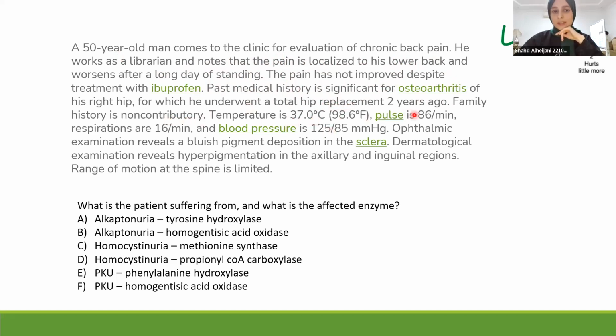Temperature is 37, pulse is 86, respiration is 16, blood pressure is 125/85. There's bluish pigment deposition in the sclera. There's hyperpigmentation in the axillary and inguinal regions. Range of motion is limited. Now I want to know the disease or the defect and the affected enzyme.